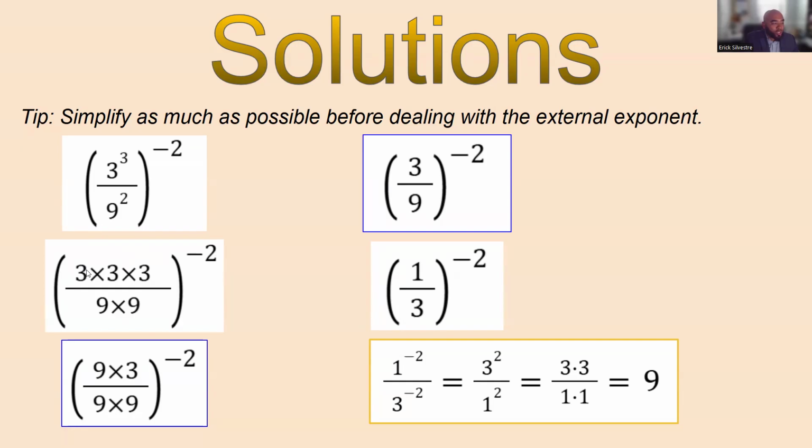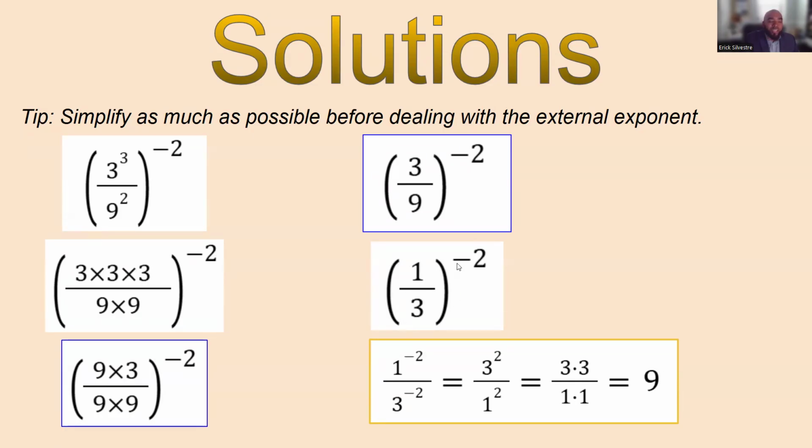I noticed that 3 times 3 is 9. So it's like saying 9 times 3, and then I have in the denominator 9 times 9. This is going to help me out because I'm going to cancel out one of the 9s. So I end up with 3 over 9 raised to the negative second power. I could take this a step further because I know that 3 over 9 could be simplified and it becomes 1/3. Now I simplify whatever's inside of the parentheses.